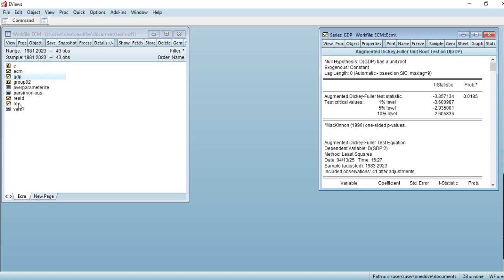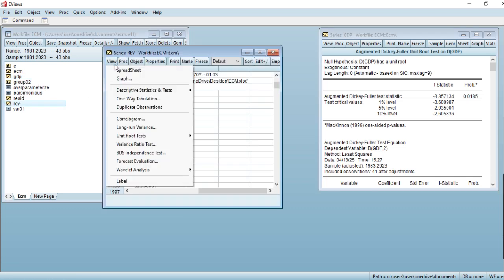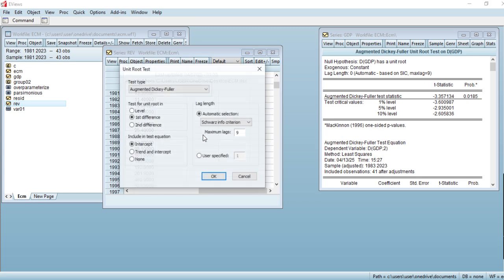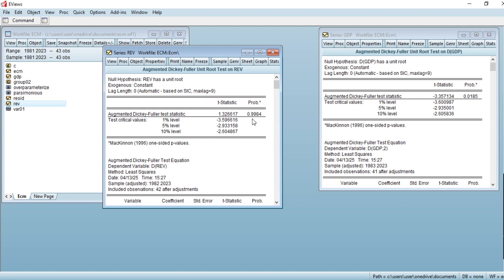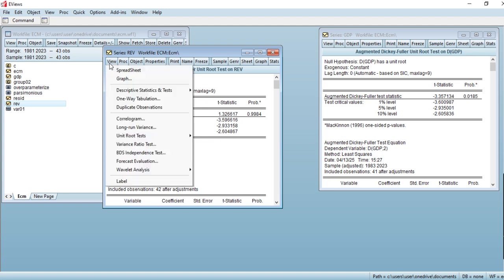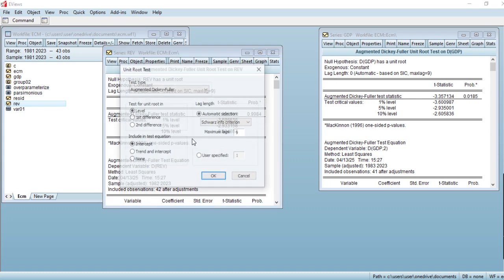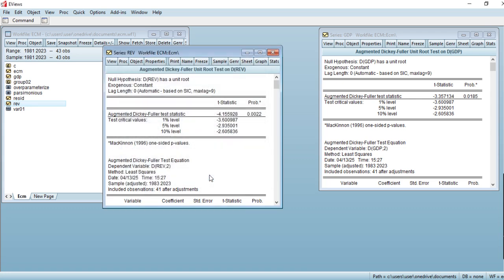Okay, let us check the next variable, government revenue. Let's check using the ADF test at level. Okay, government revenue is not stationary at level. Let us go to first difference. Yes, government revenue is stationary at first difference.